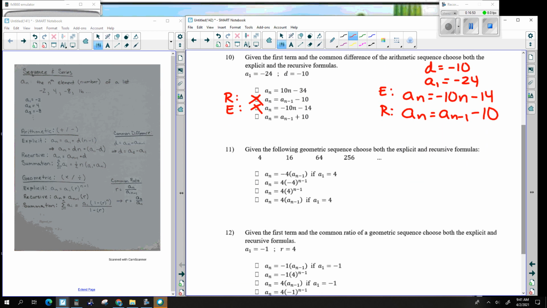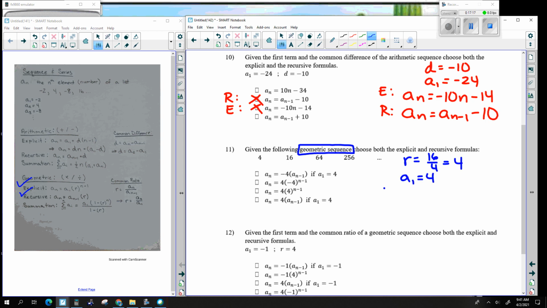Okay, now we're switching to the same questions, but of a geometric set. Same idea. Jump down into the formula sheet and take a look at the explicit and the recursive formulas of the geometric set. So here we go. The common ratio is 16 divided by 4. A1 happens to be 4.